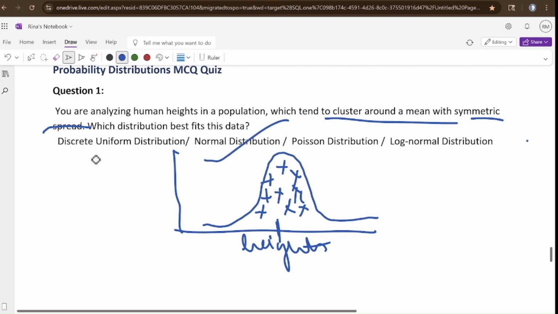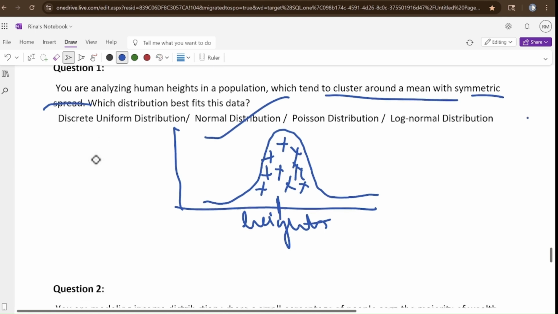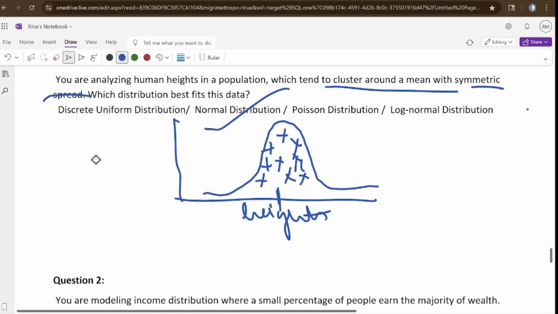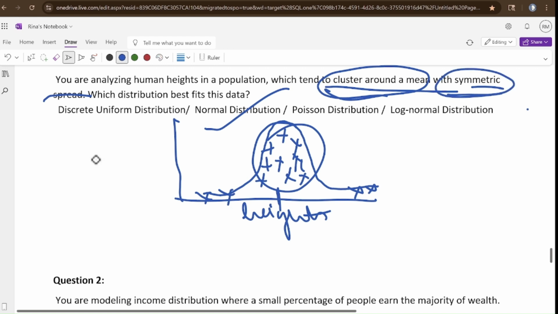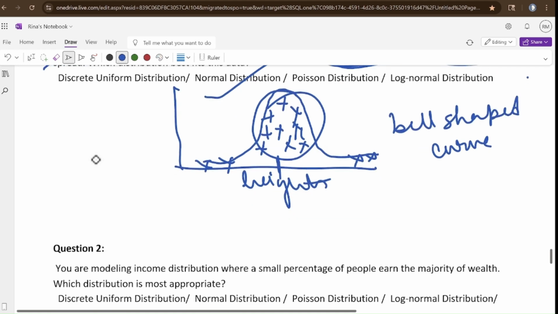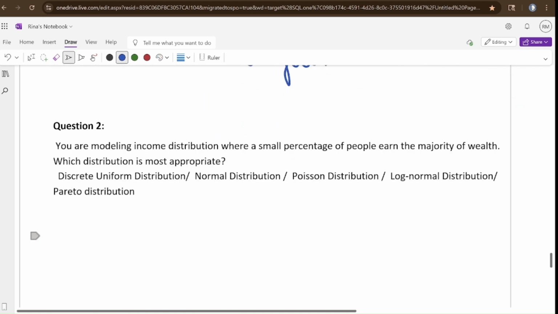You can easily say this is a normal distribution, right? Because a normal distribution naturally clusters around the mean. Most of the values are lying here and very few values lie on this side, and it is symmetric, so it is not skewed. So this is a normal distribution, right? It looks like a bell shaped curve. Once you know that your data is normally distributed, you have pretty much an idea about your data set, right? That's why we need to learn the distributions, right? Second question.